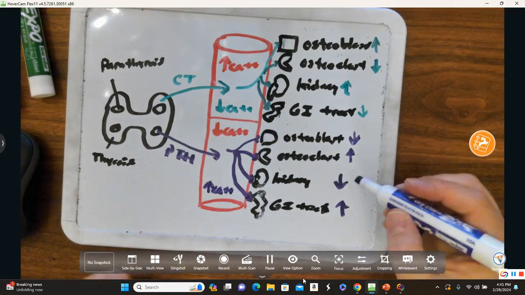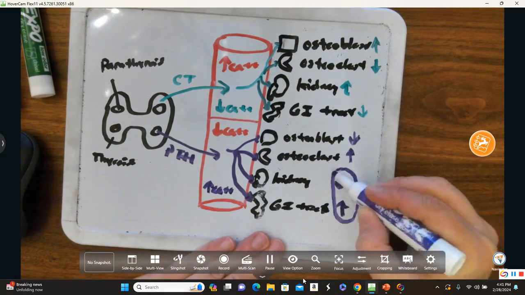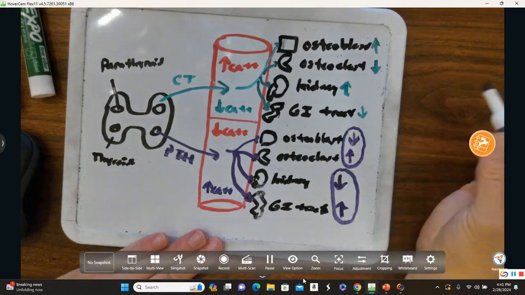Something you should pay attention to: kidneys and GI tract should respond opposite, and osteoblasts and osteoclasts should respond opposite.